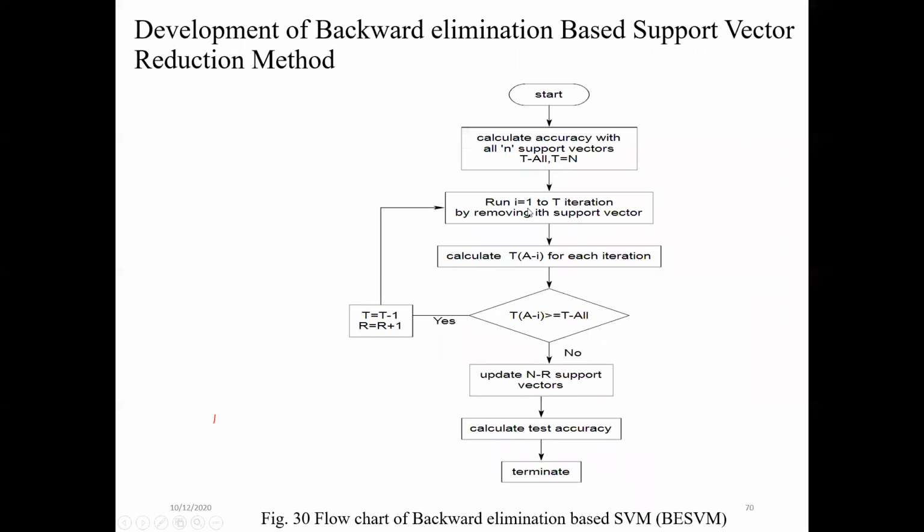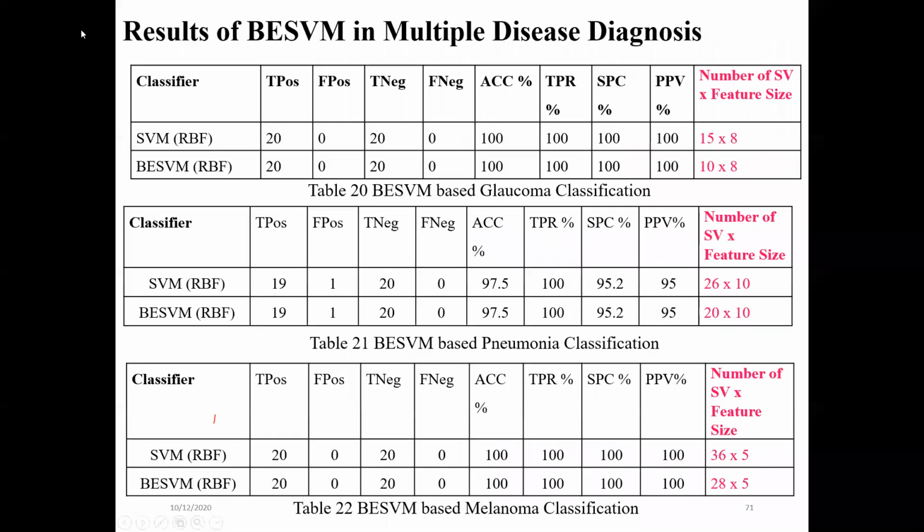So the number of iterations can be run from 1 to t iteration by removing the ith support vector, and you may calculate t for each iteration, update the number of support vectors, calculate the test accuracy and terminate. So this is the flow diagram for this.